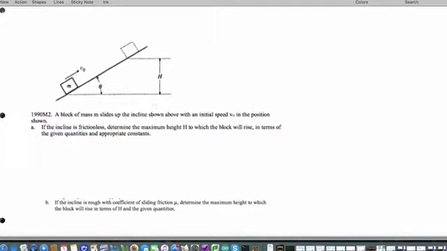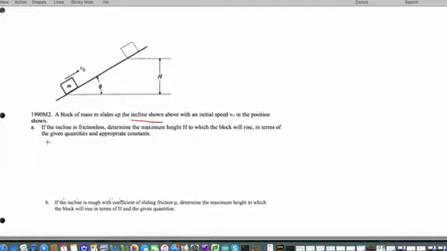Alright, so this problem. Inclined plane. That's not a projectile. Just because you see something diagonal doesn't mean you get to call it a projectile. And you've seen inclined planes before, and you've seen blocks sliding, so I don't know why people did projectile motion for this. It was completely wrong.